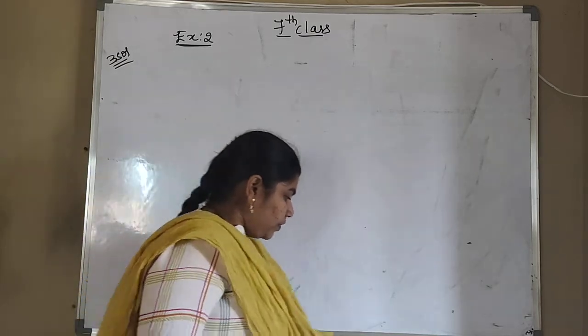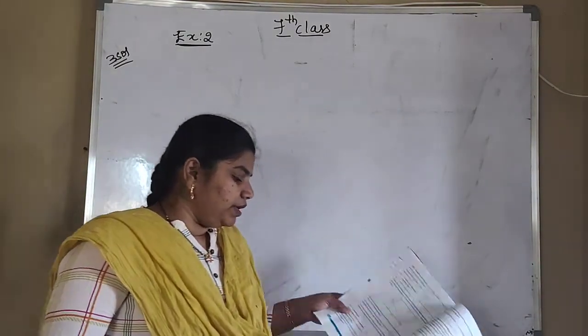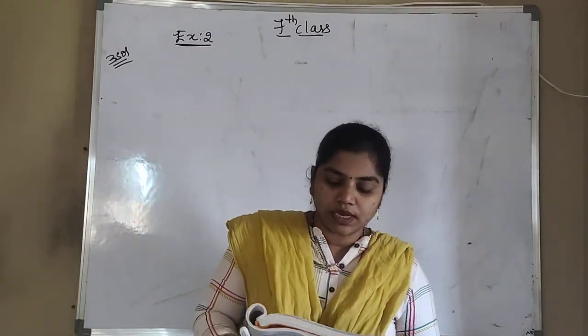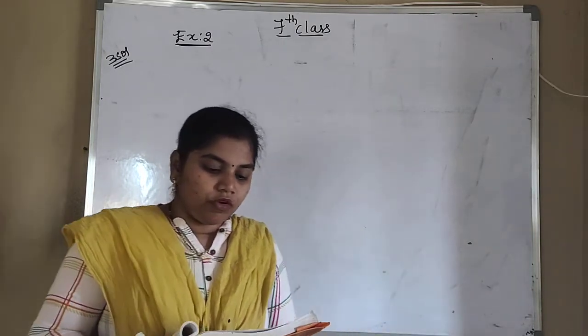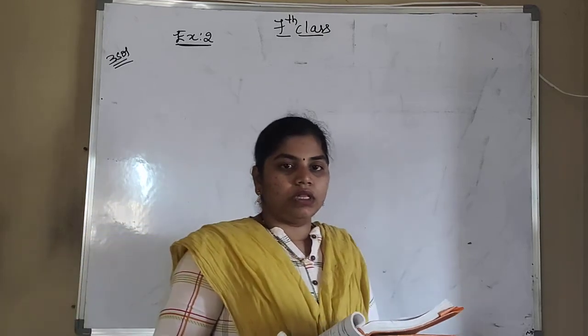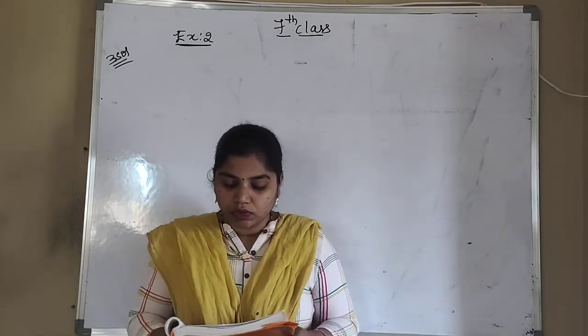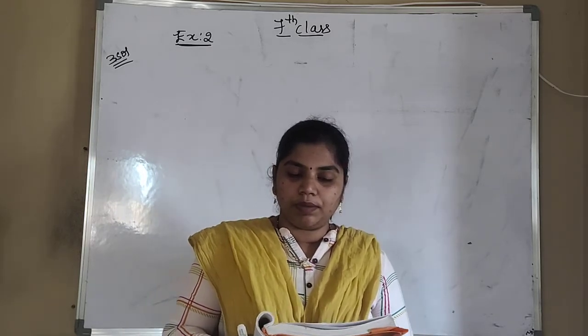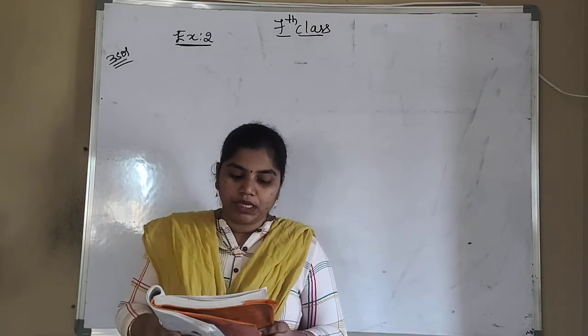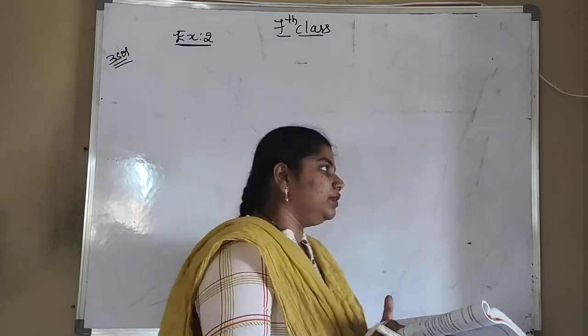What is that? DF and BE are the heights on the sides AB and AD respectively in a parallelogram ABCD. If the area of the parallelogram is 1470 centimeters square, AB is equal to 35 centimeters, AD is equal to 49 centimeters. Find the length of BE and DF. So we have to find the length there.